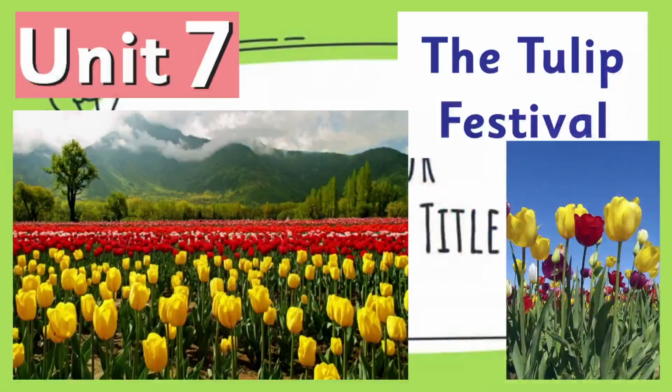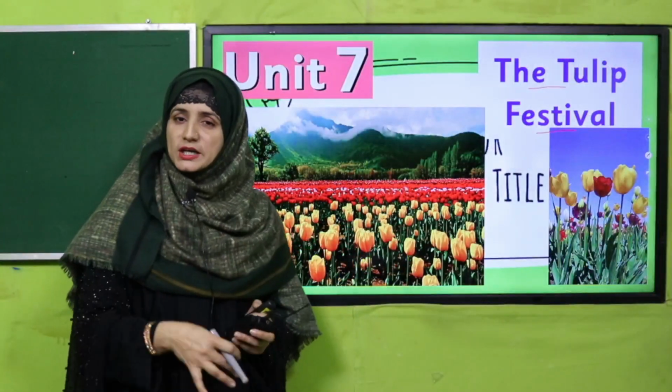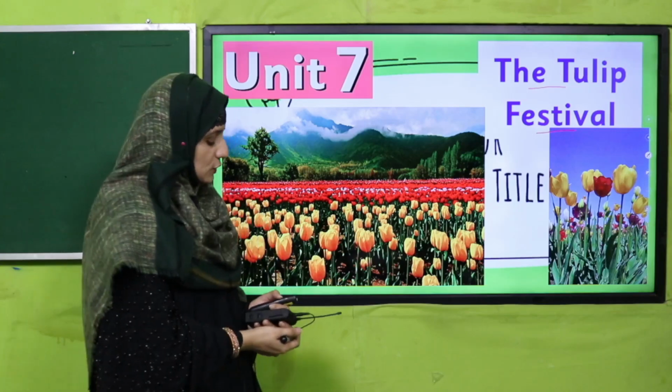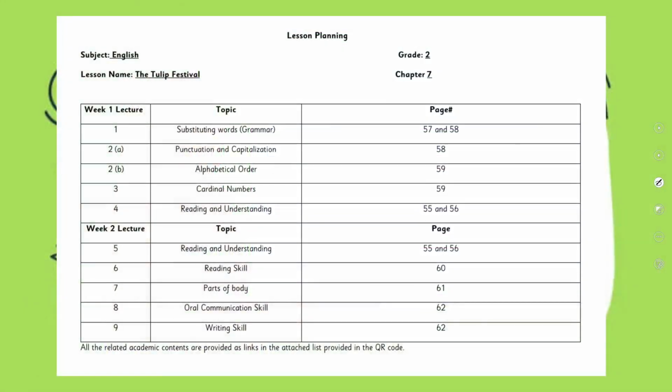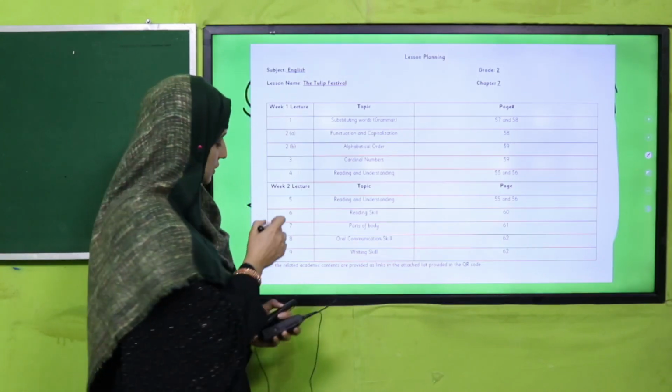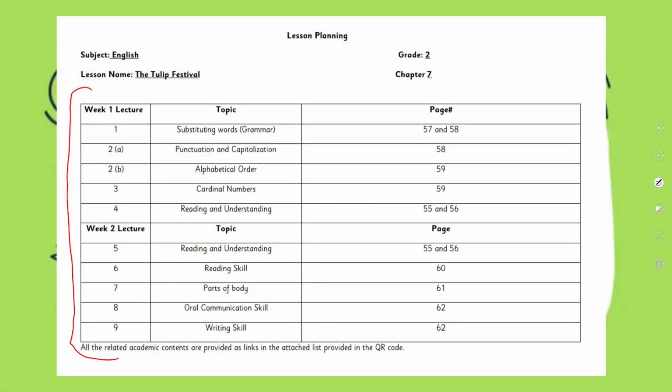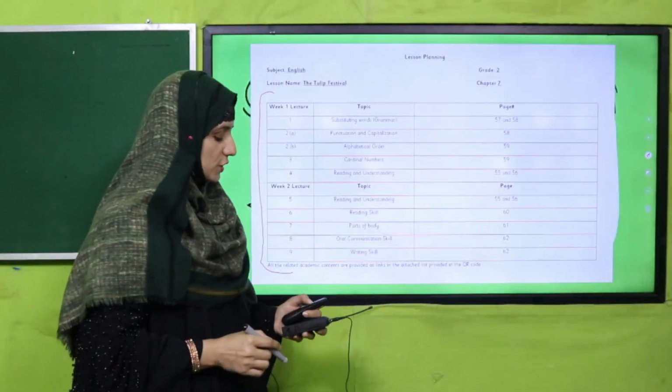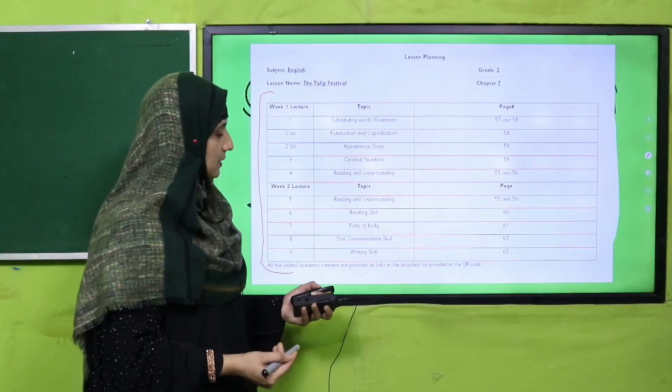Unit number 7, the Tulip Festival. So my dear students, we are going to start our new chapter today. So my dear teachers, this is the lesson plan, and I have divided this unit according to these lectures, so that you can see how we can cover this unit. I am going to tell you in detail.